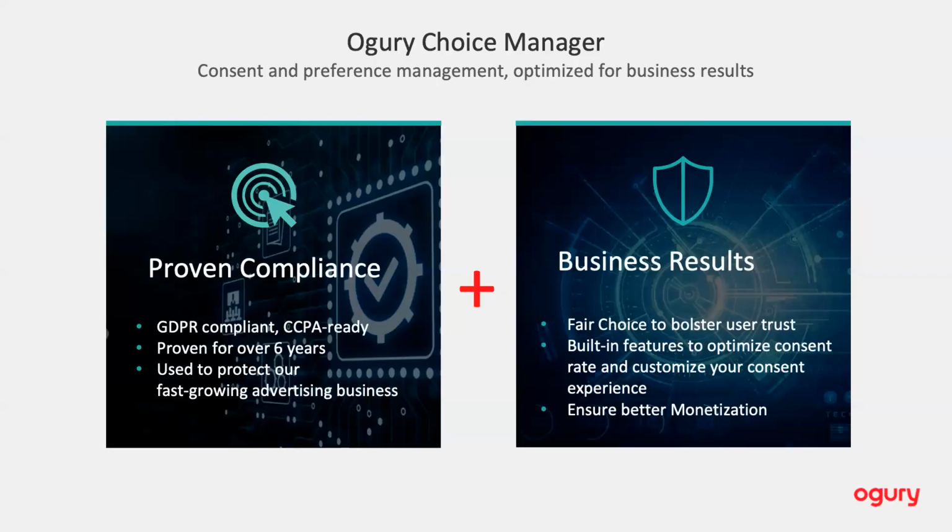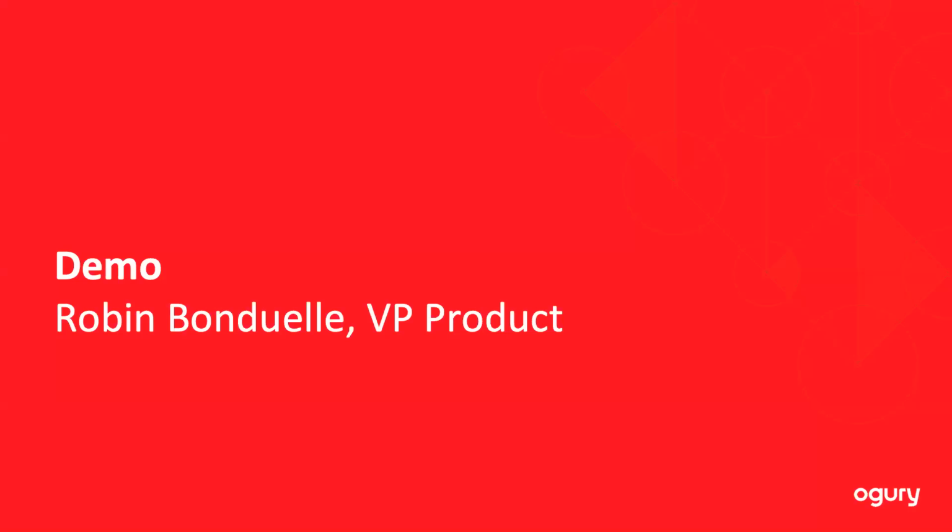And to sum up about Augury Choice Manager, look, we'll give you proven compliance, get you GDPR compliant, CCPA ready. We've been proven for over 6 years. We've been doing this a long time. We've been giving users opt-in and a consent notice for over 6 years. And we have been proven to deliver the business results that you need to run your business and to grow your business, including monetization. So that's Augury and our Choice Manager in a nutshell.